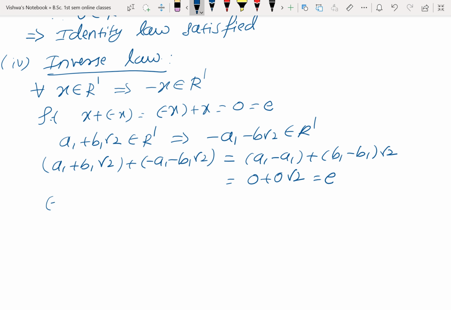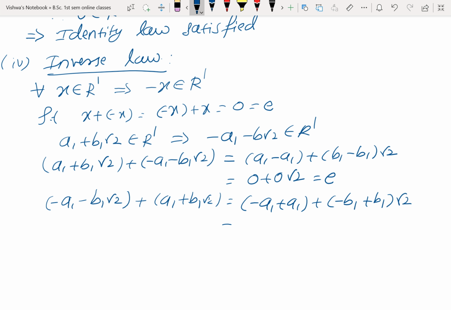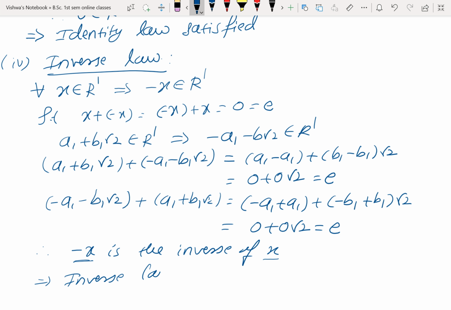And similarly minus a1 minus b1 root 2 plus a1 plus b1 root 2, it is the condition that minus x plus x. So it is equal to minus a1 plus a1 plus minus b1 plus b1 root 2. It is also equal to 0 plus 0 root 2, which is the identity element of R dash. So therefore we can say that minus x is the inverse of x, right? Because after adding minus x to x, we are getting the identity element. So therefore this minus x is the inverse of x. It implies inverse law satisfied.